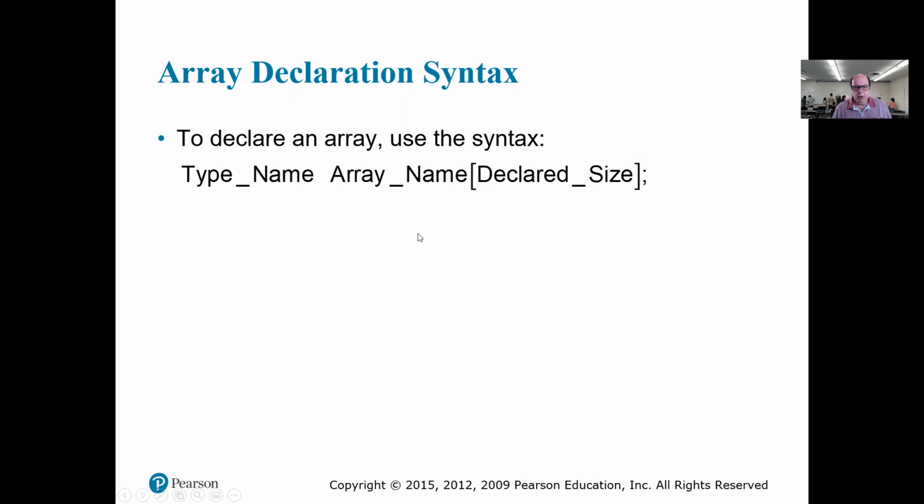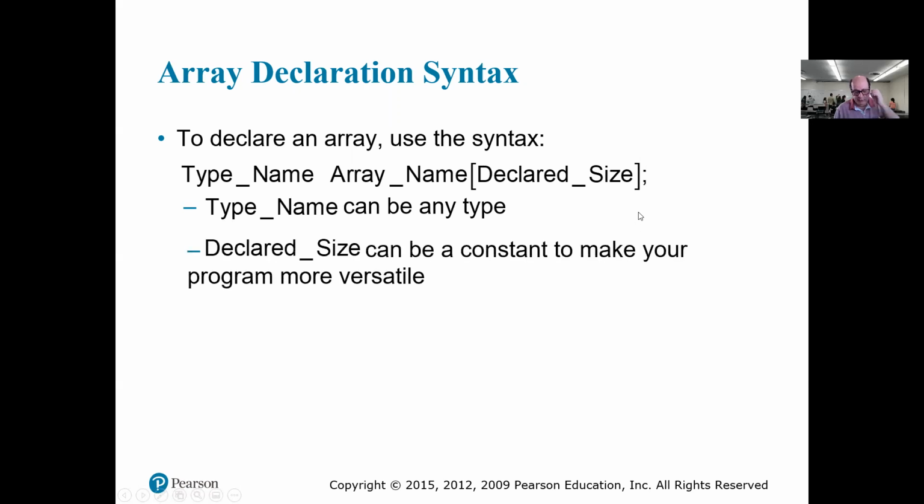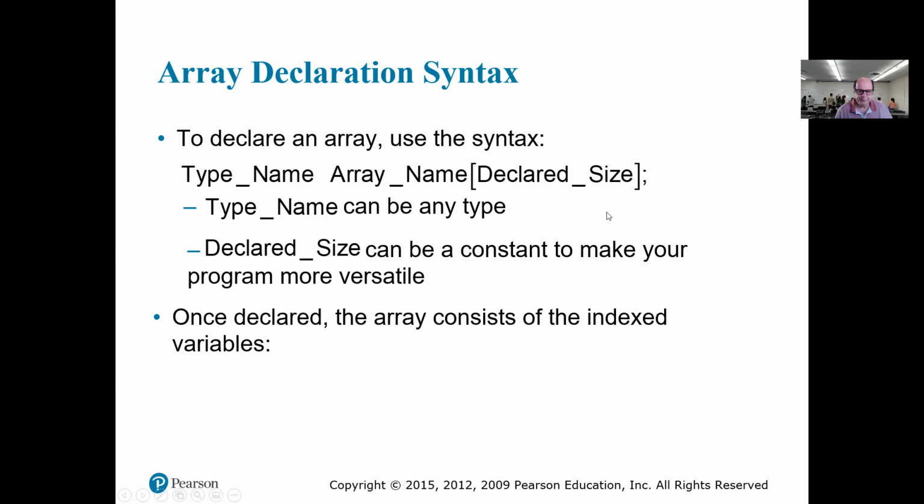So what we're going to do is go through this. We're going to have a data type, the name of the array, hopefully a meaningful name, and a declared size. The type can be any type: int, double, string, character. And the declared size has got to be an integer only. The suggestion is to create a global constant and use that one, but it has to be an integer. You cannot use any other data type for your declared size.